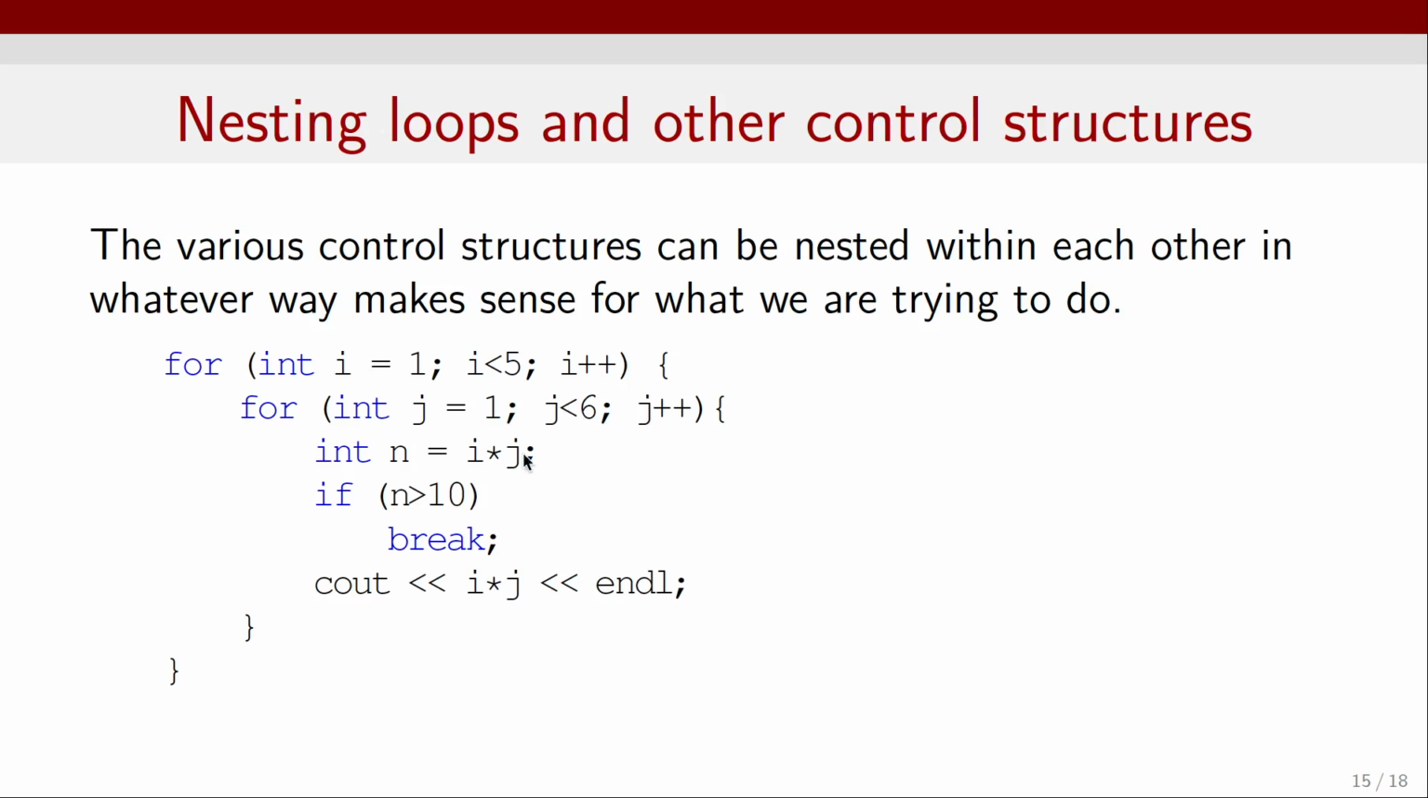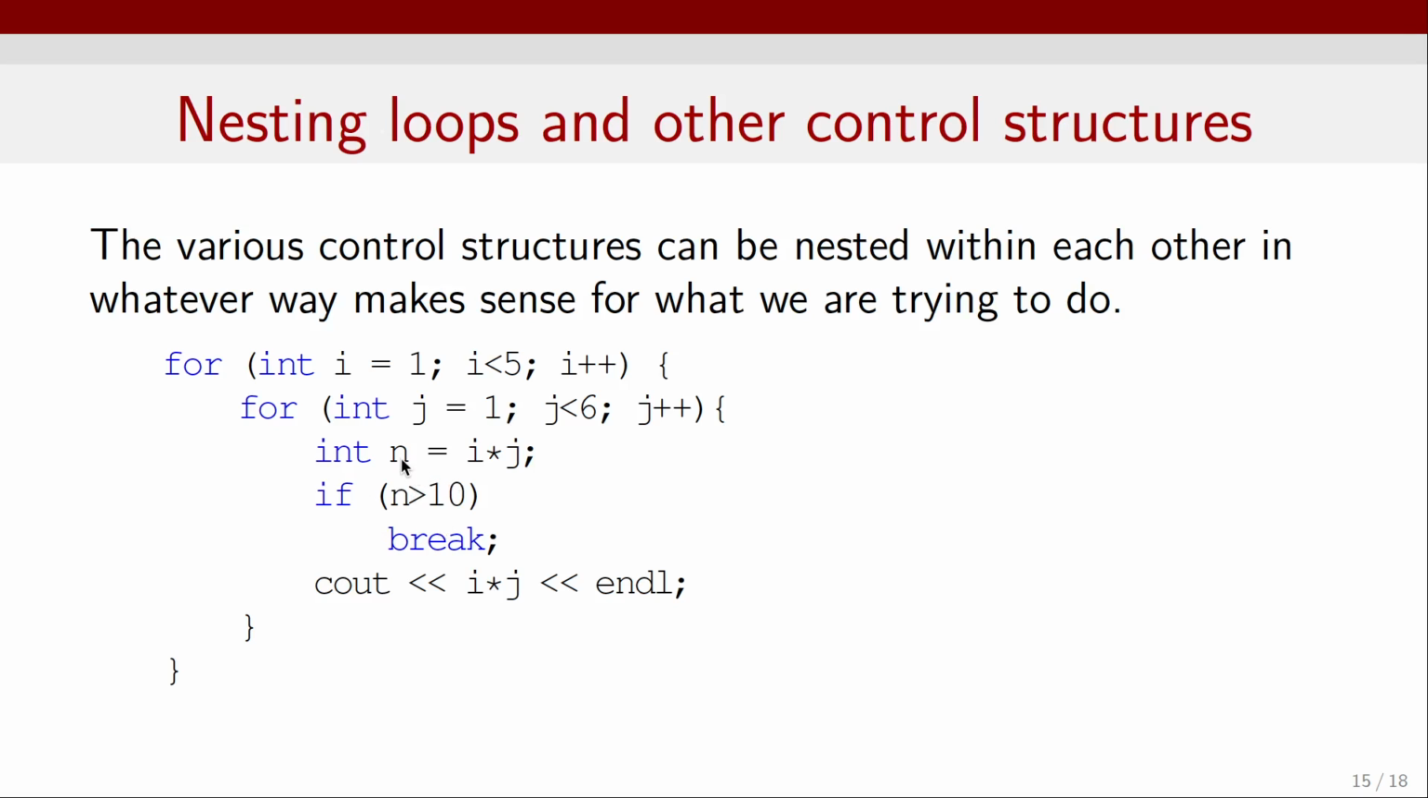So that's a pair of values. So that's a nested for loop. And a pair of values for each i and j. I calculate this product and I call it n. And inside there I have an if statement.